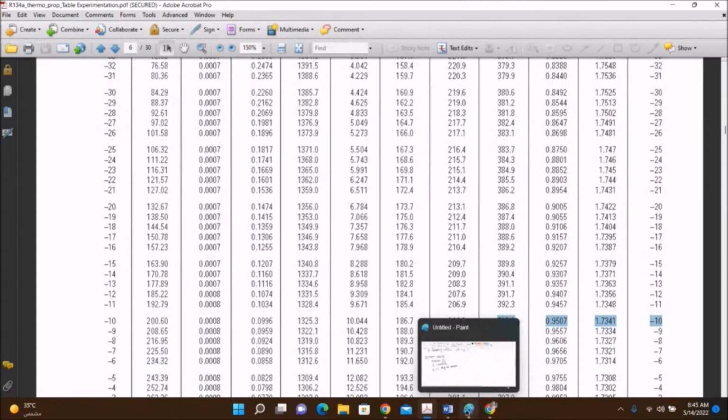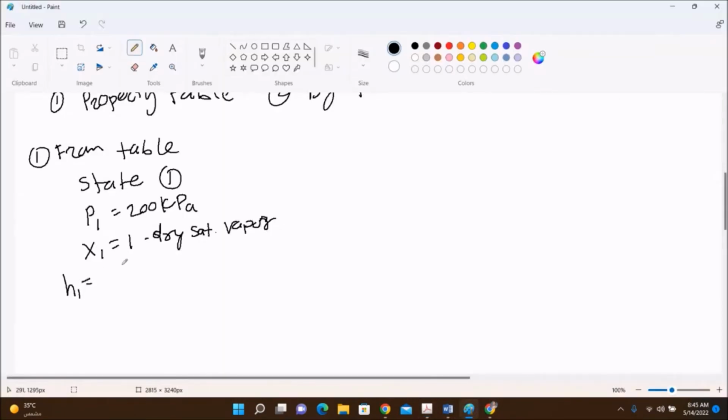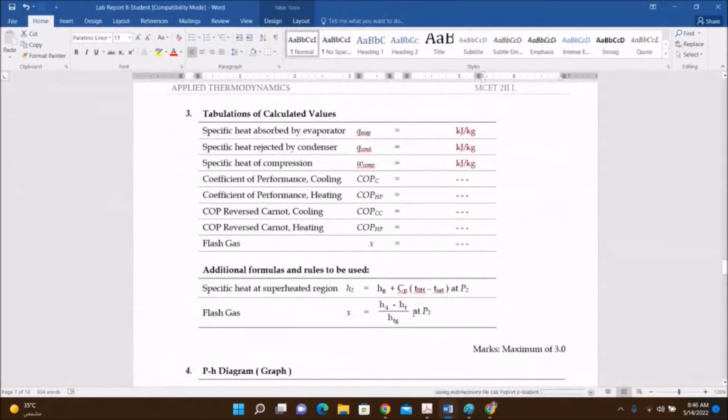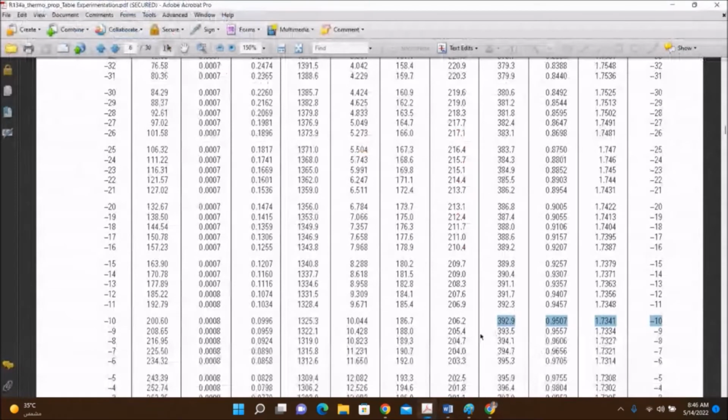So I will write here H1 is equal to 392.9, S1 is equal to 1.7341, T1 is equal to minus 10 degrees centigrade. Write the units: kilojoules per kilogram, kilojoules per kilogram Kelvin, and degree centigrade. At P1, I need HFG also. Okay, so I can write it, so no need to come back again here.